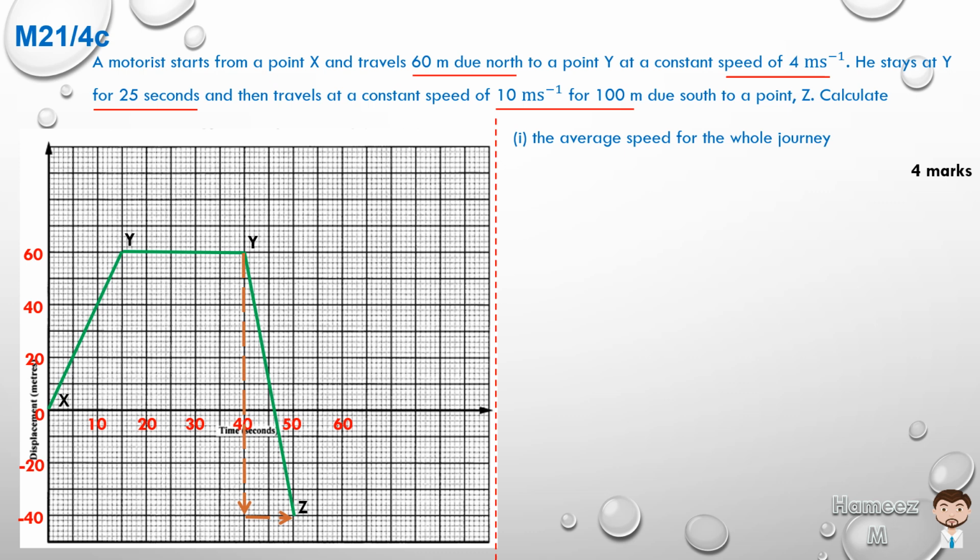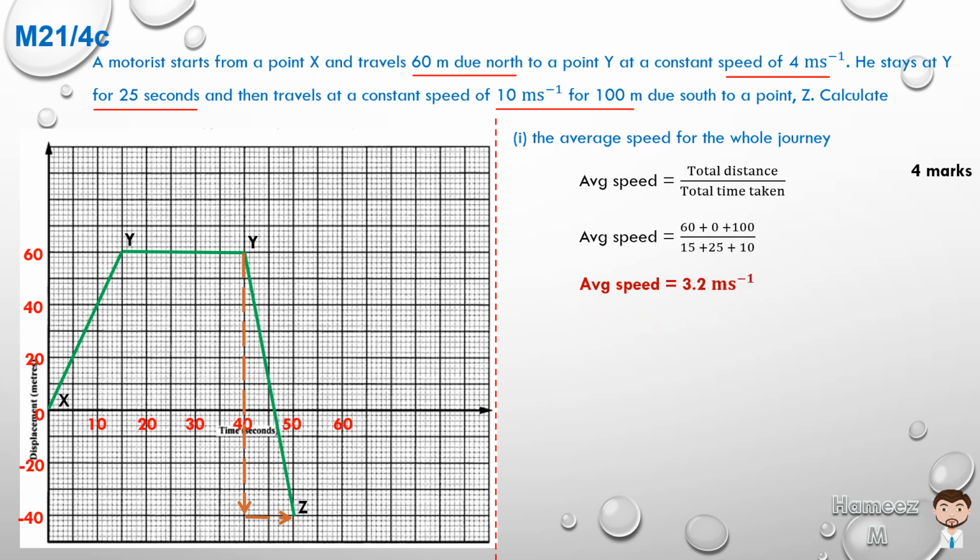Calculate, part 1, the average speed of the whole journey. So average speed is equal to total distance traveled over total time taken. So average speed is equal to 60 from X to Y. And then during the second phase where it was flat, the distance traveled was 0. And through the final phase from Y to Z, he traveled another 100 meters. So 60 plus 0 plus 100 all over 15 plus 25 plus 10, which gives us 160 over 50, which works out to be an average speed of 3.2 meters per second.